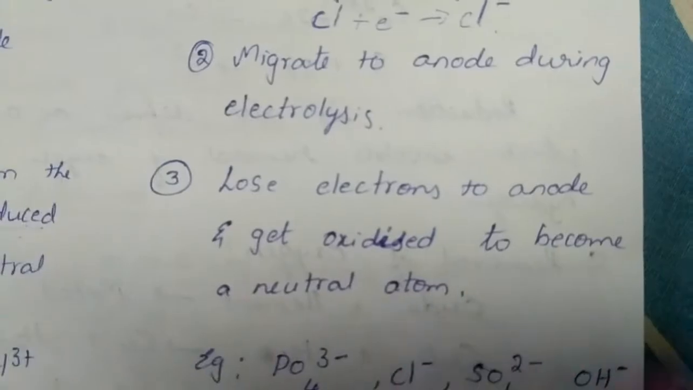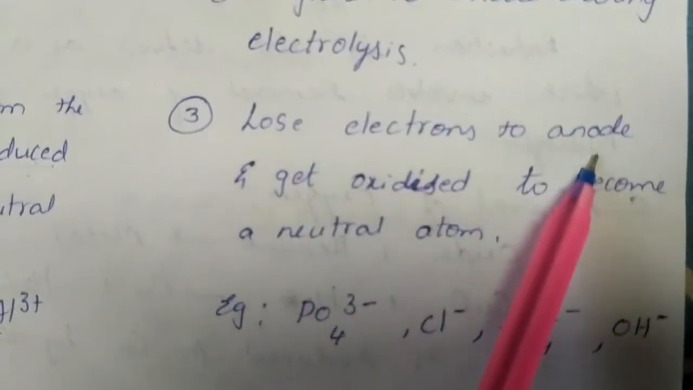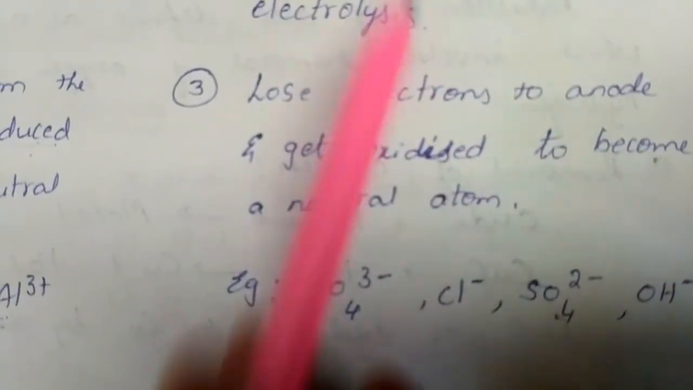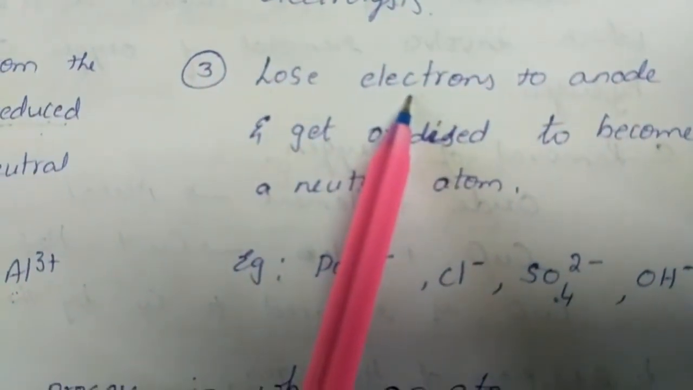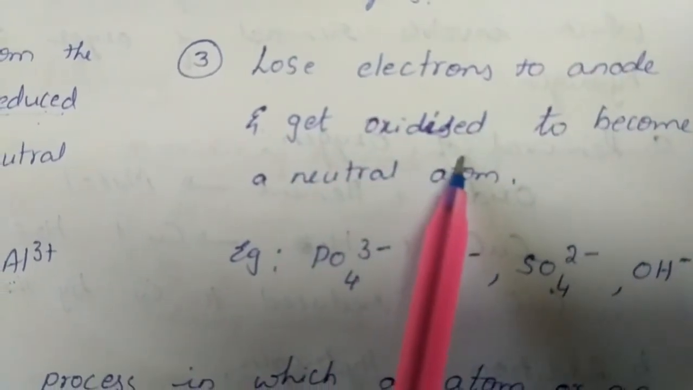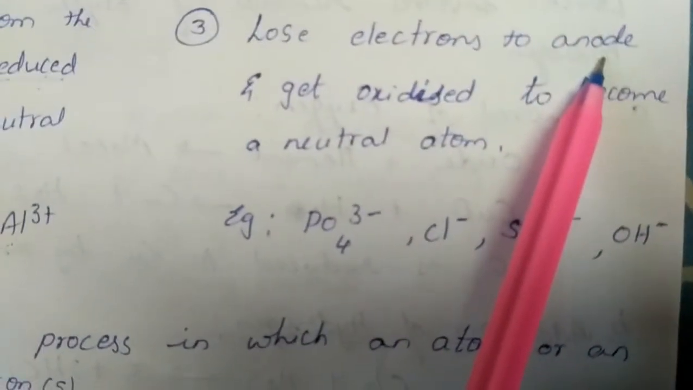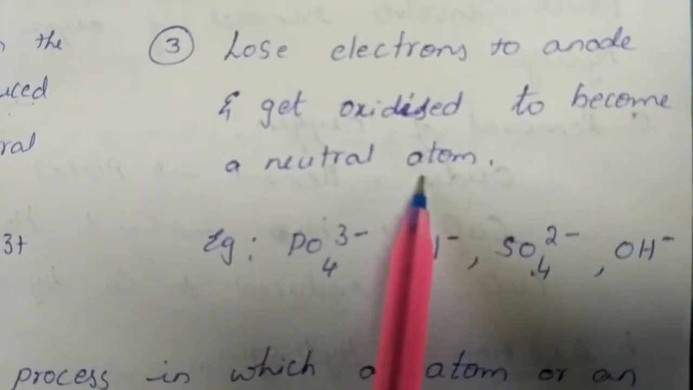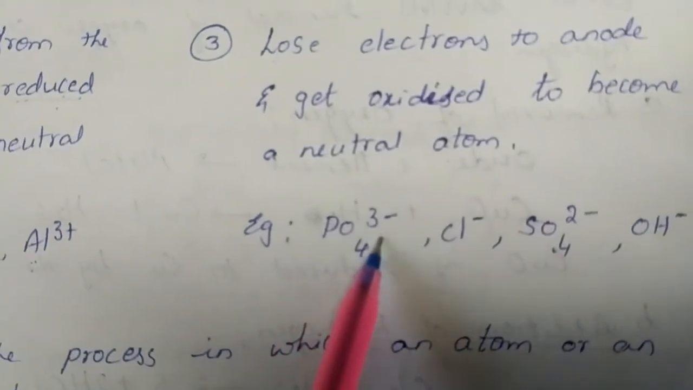And here they lose electrons to the anode. As these are negatively charged particles, electrons are more, and they will lose them. Anions will lose the electrons to the anode electrode and get oxidized to become a neutral atom. That means as the extra electrons are there, they will give them to the anode and form a neutral atom. Understand?